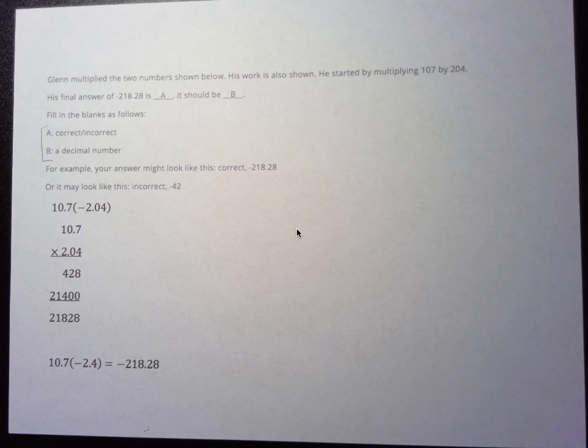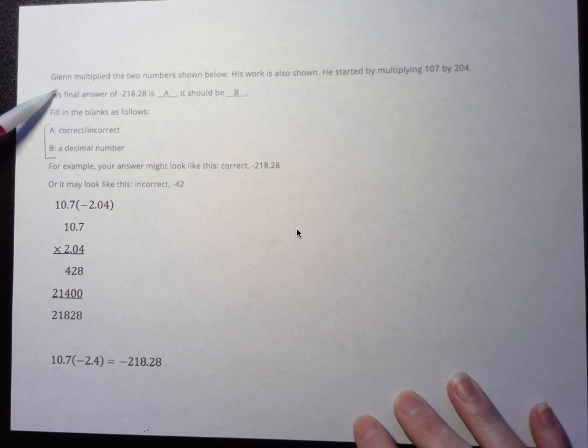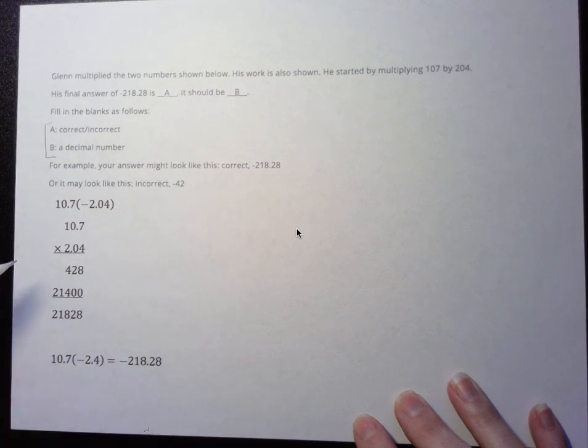So this question is about multiplying decimal numbers where one of them is negative. In this case, we're looking at a student's work. Glenn multiplied two numbers as shown below. His work is also shown.